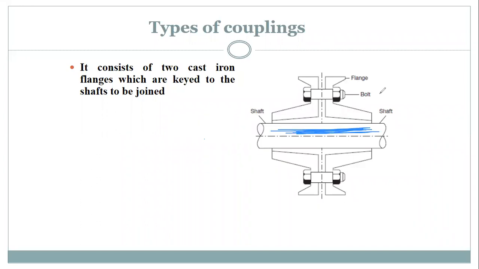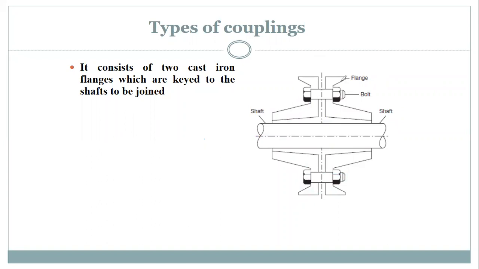So it consists of flanges. This is a flange coupling. You can see this is the first part of the flange and this is the other flange. When you bolt these flanges, you can connect these two shafts. Don't worry, further an animation is also coming if you have not understood.